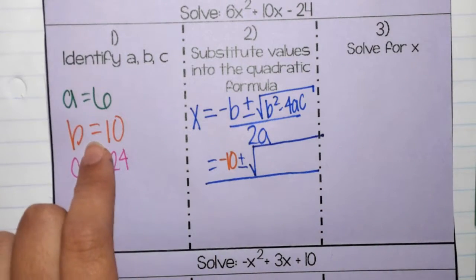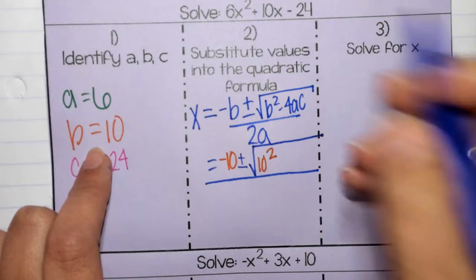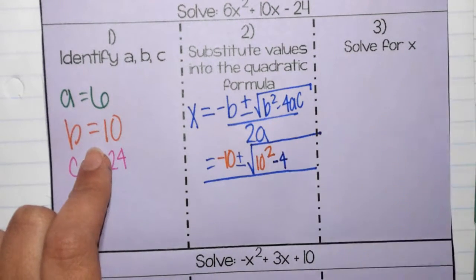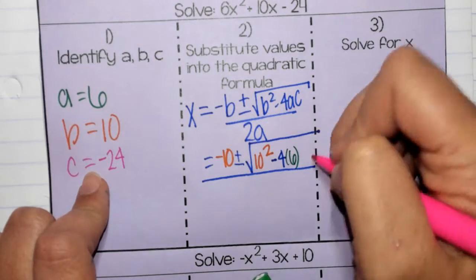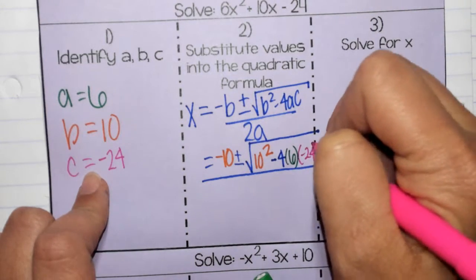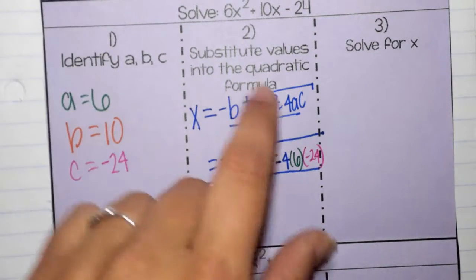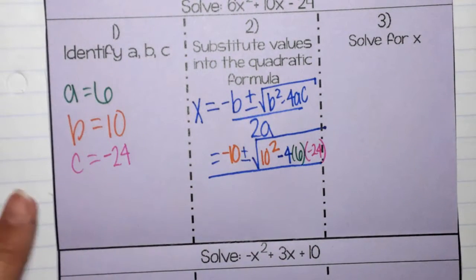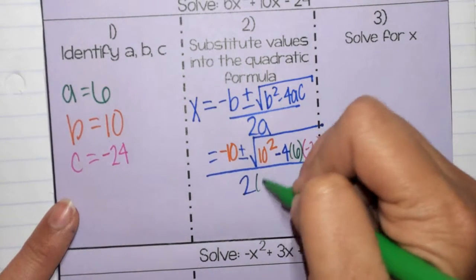All right, B squared would be 10 squared minus 4 times 6 times negative 24. Now remember, I'm just getting those from my A, B, and C over here and plugging them into the formula. All divided by 2 times 6.